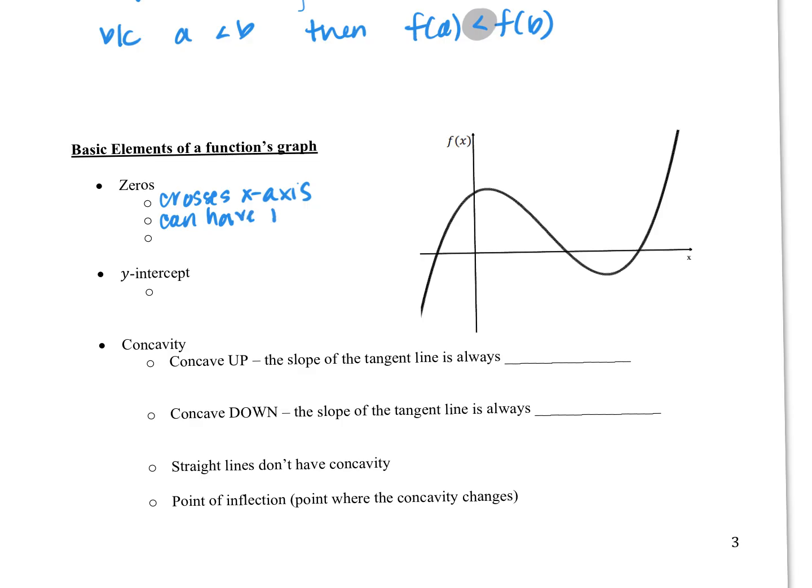Can have multiple zeros. How many does this graph have? 1, 2, 3. And I think I'm just going to write next to it. That's a 0. That's a 0. That's a 0. All right, y-intercepts. How many can we have of a y-intercept? Yeah, you can only cross that y-axis once. We're going to have only one of them. Let's go ahead and label this guy as my y-intercept.